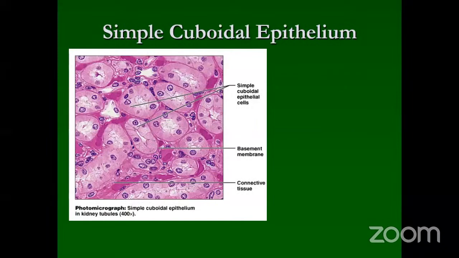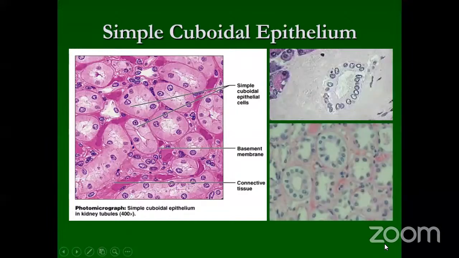So these are the structures, how it looks like. You can see here, these are the simple cuboidal epithelial cells, the single ones. So this is how they look.